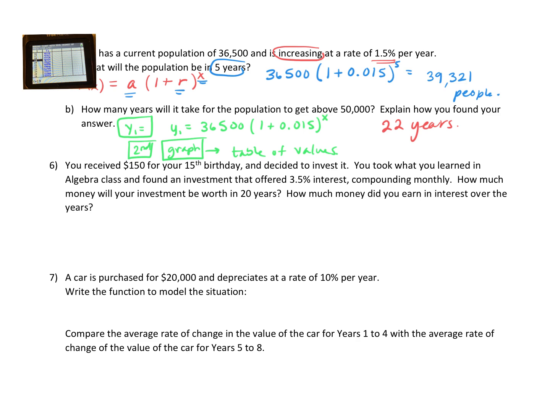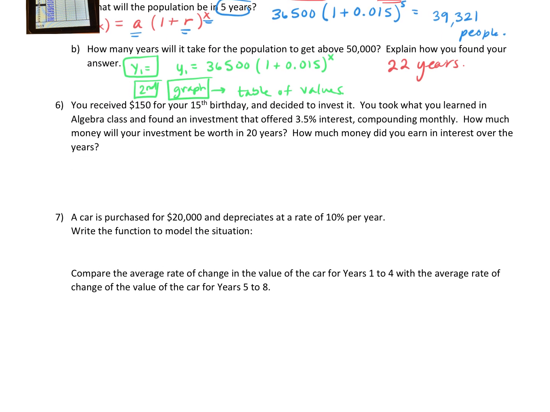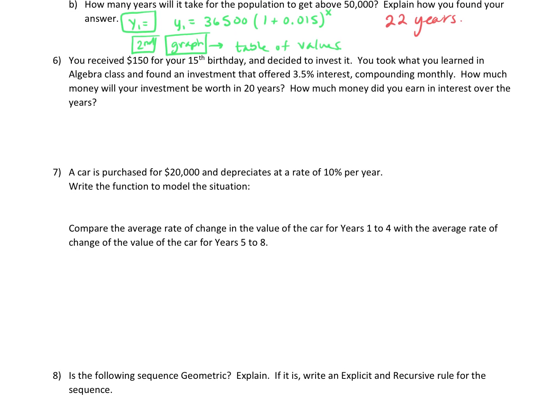All right, moving on. Number 6. So number 6 says you received $150 for your 15th birthday. Congratulations. And you decided to invest it. You took what you learned in algebra class, good for you, and found an investment that offered 3.5% interest compounding monthly.